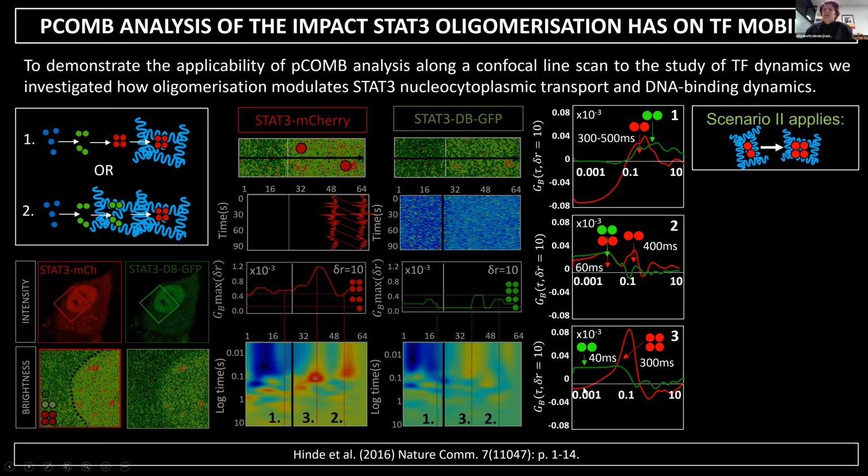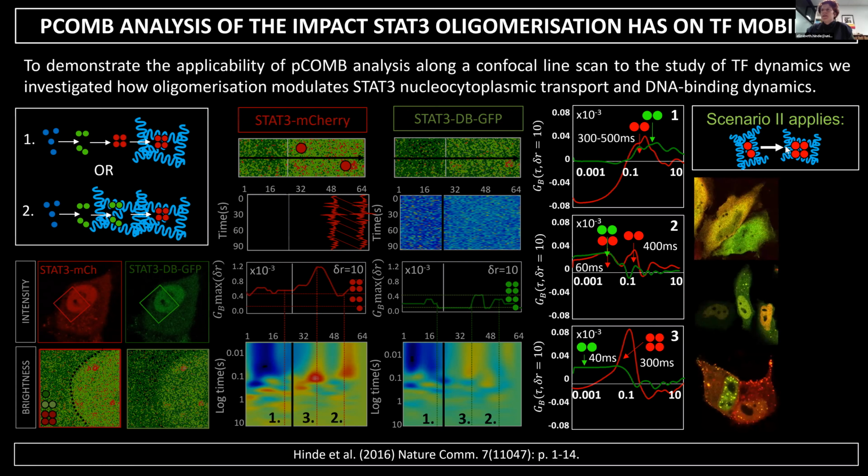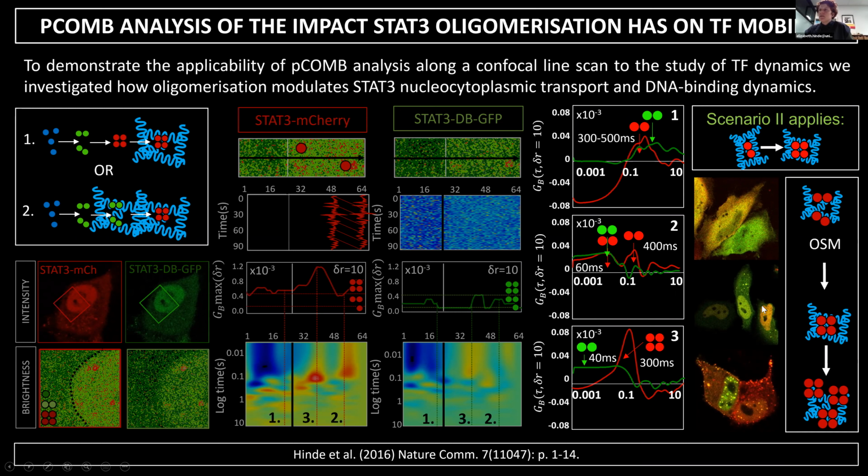So collectively, from doing this analysis, we're able to differentiate these two scenarios and see that the STAT3 dimers must actually bind DNA in order to form a higher order oligomer, based on the mobility of these different species across the line scan. And we showed that actually the tetramer is related to transcription, because if we activate transcription with the cytokine that promotes STAT3 transcription, we see more of these tetramers being formed.